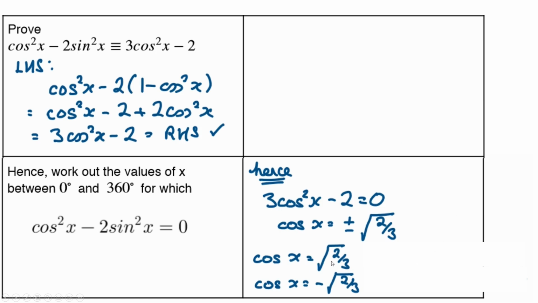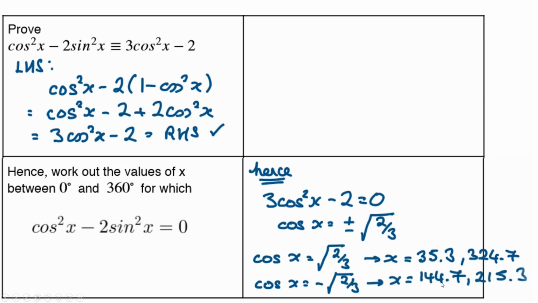So you should have got for cos x equals root 2/3, that's 35 and 325 degrees. And for cos x equals minus root 2/3, it's going to be in between those, isn't it? It's going to be 145 and 215. And that's it. Nice little question to end there. Make sure you've got some good understanding.